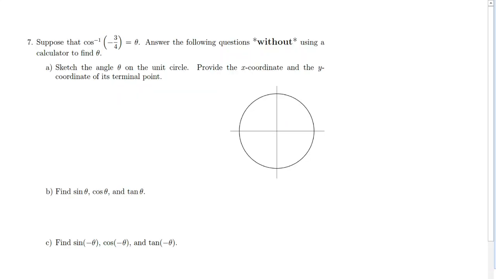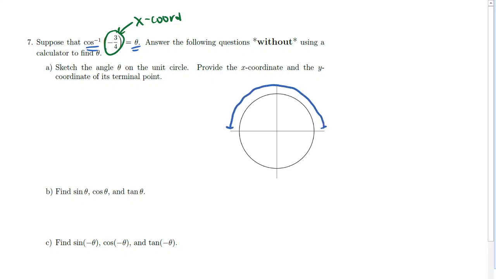Okay, so here let's go through this problem. We're given that cosine inverse of negative 3 over 4 is equal to theta, and we want to answer a handful of different problems in terms of sine of theta and cosine of theta. Now, recall that cosine inverse takes in an x-coordinate and gives back an angle. And we said that cosine inverse only gives back angles between 0 and pi.